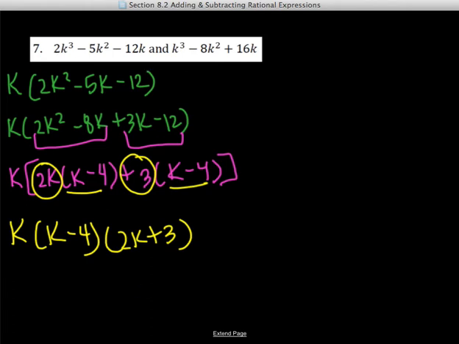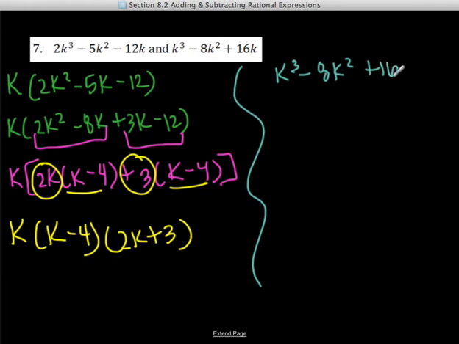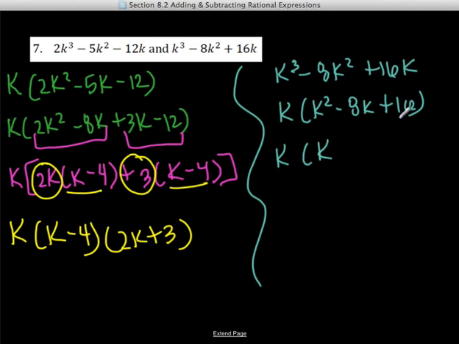Now let's go ahead and look at my second polynomial. I'm just going to rewrite it over here: k to the third minus 8k squared plus 16k. So I'm going to factor out a k. So I would have k squared minus 8k plus 16. What multiplies to 16 but adds to negative 8? Negative 4 times negative 4 gives me 16, but if I add them together, I get negative 8.